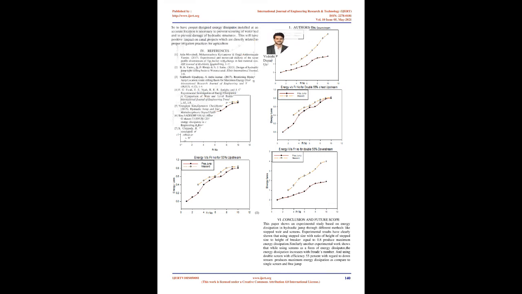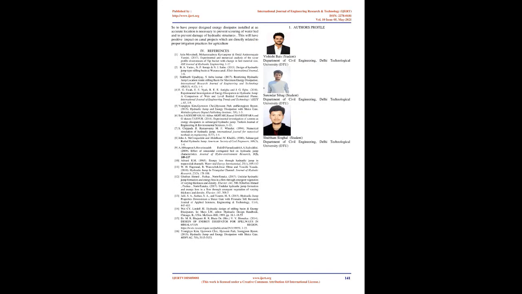Graphs and calculations. As the graph shows, when we plot the relationship between the energy loss and the breaker height ratio, it increases up to a certain value and then decreases. It is measured maximum for the 0.8 height ratio. Variation of the energy loss and Froude number is shown.